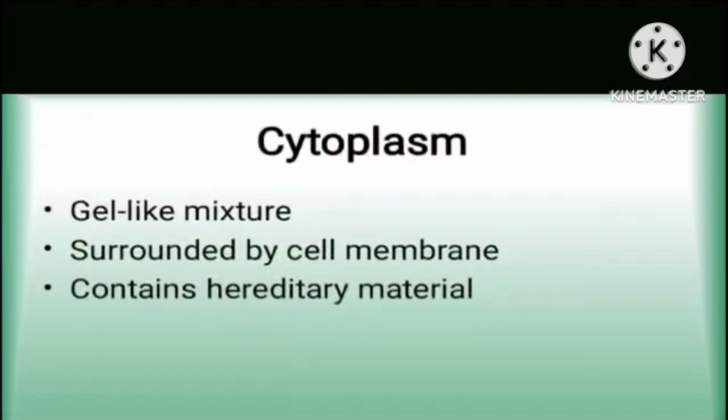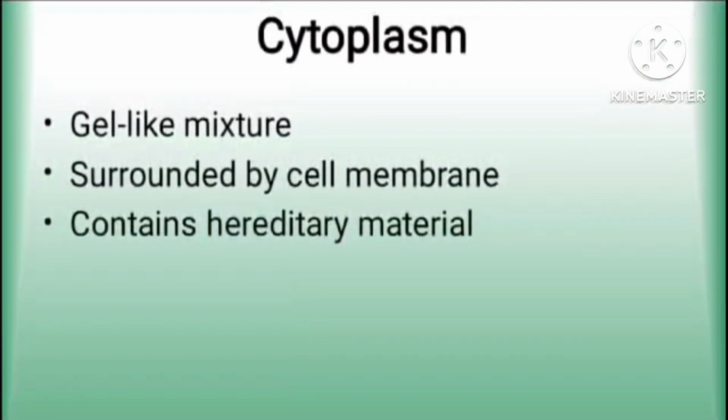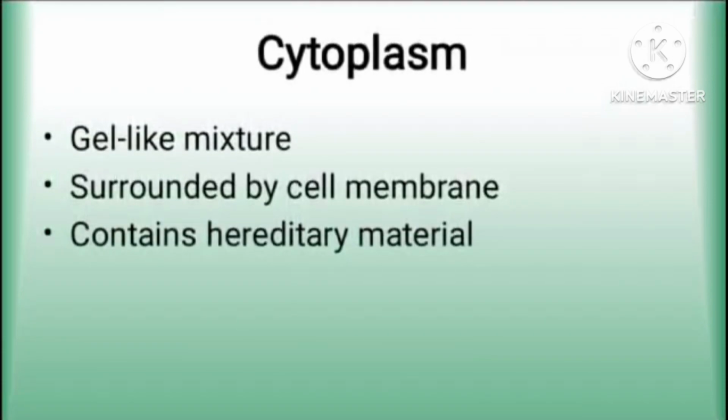Next component is the cytoplasm. Cytoplasm is a gel-like mixture. It is surrounded by the cell membrane and contains the hereditary materials. The function of the cytoplasm is to maintain the cell shape and structure, to protect and store micromolecules, and to act as the host to metabolic processes.